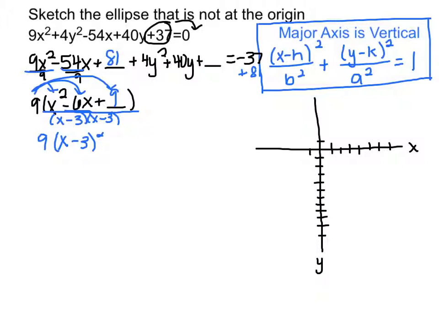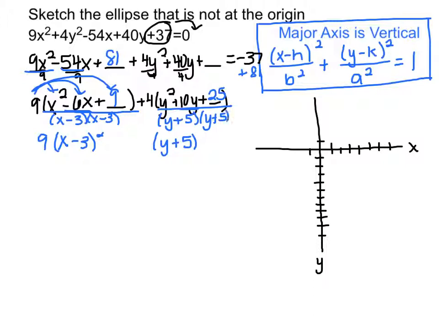Let's do the same thing with the y's. I'm going to factor out a 4. When I factor out a 4 in both terms, I'm left with y squared plus 10y plus something. Again, I'm going to complete the square by half and squared. I take half of this term, so half of that term is 5, and 5 squared is 25. So if I factor this piece, I get y plus 5 times y plus 5, which means I have y plus 5, and I have 2 of them.